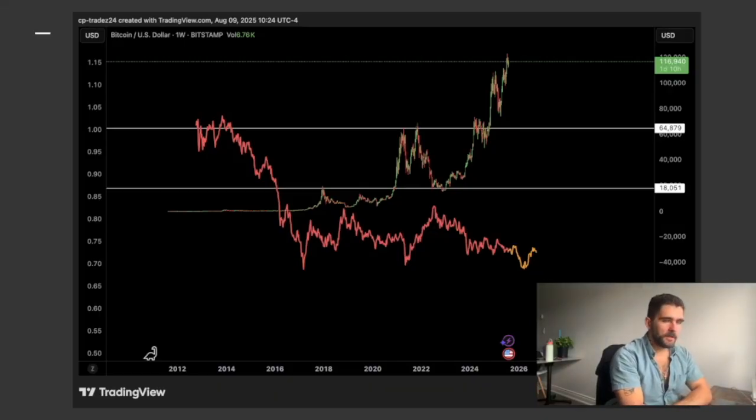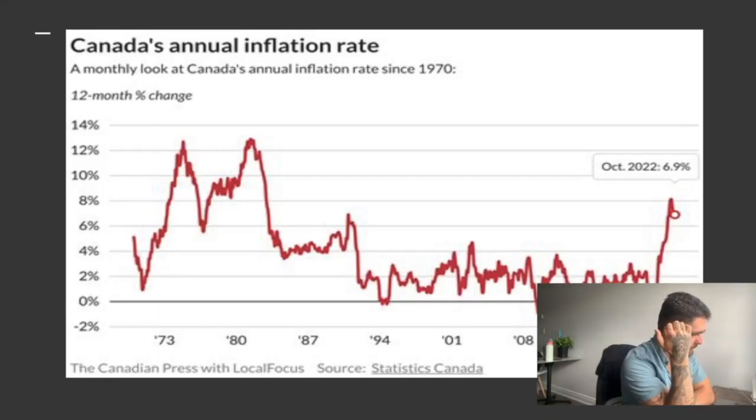So the Canadian dollar right now, it's about 70 US cents to buy $1. It's about $120,000 to buy one Bitcoin. Keep that in mind, people.